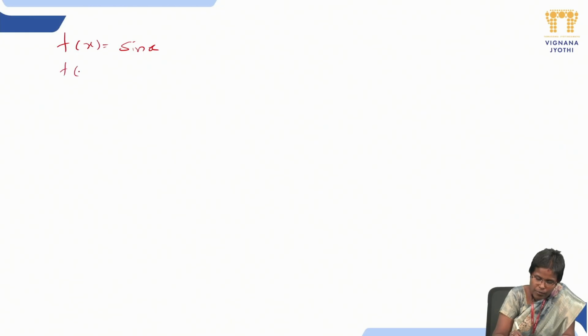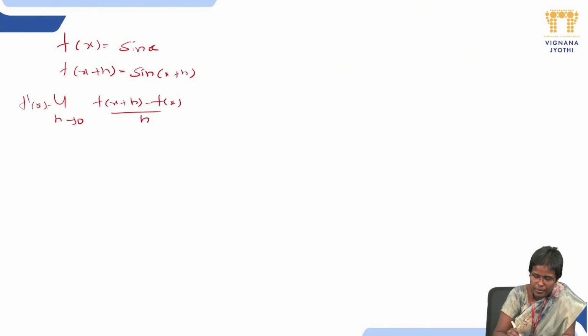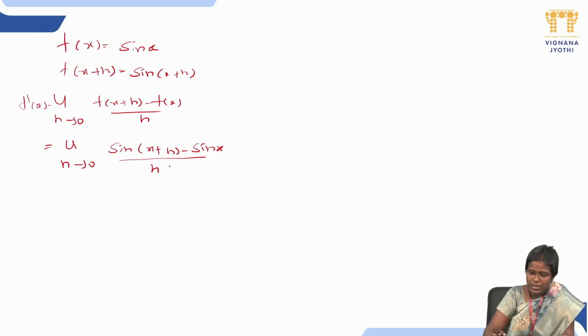Here, f of x plus h is nothing but sin of x plus h. The derivative formula is f dash of x equals limit h tends to 0, f of x plus h minus f of x by h. That is, limit h tends to 0, sin of x plus h minus sin x by h. Now we have reached here.